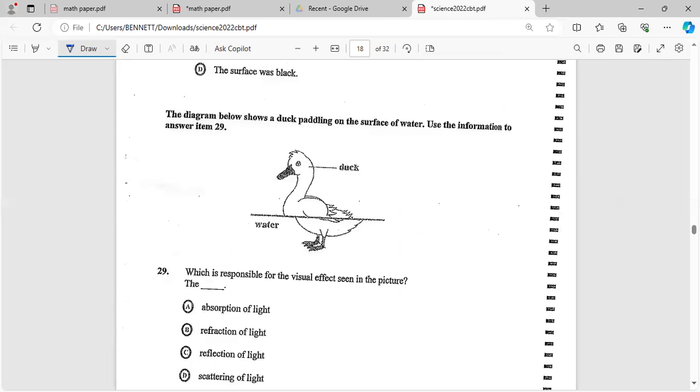The diagram below shows a duck paddling on the surface of water. Use it to answer item 29. Which is responsible for the visual effect seen in the picture? A, absorption of light. B, refraction of light. C, reflection of light. Or D, scattering of light.